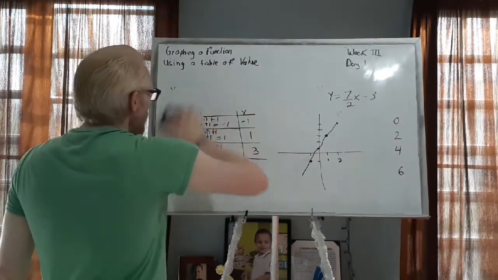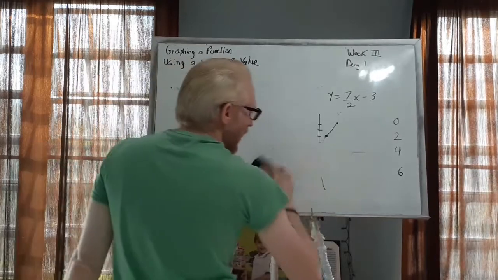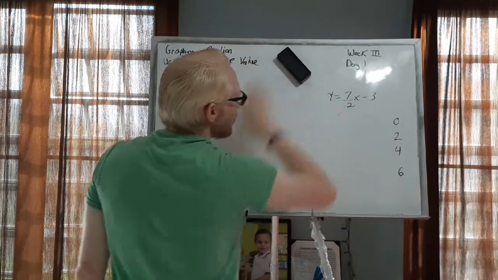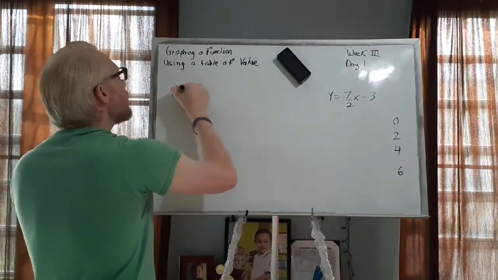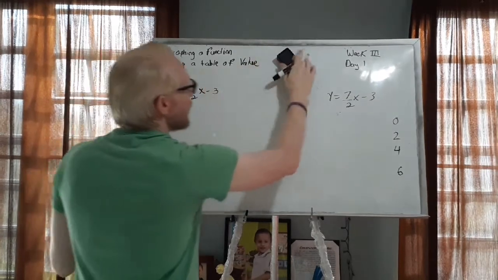Okay, now we're going to do a second one. Now I like this one particularly because it has a fraction. A lot of people hate fractions because they find them so confusing. So let's say I give you the function y equals 7 over 2x minus 3, okay?